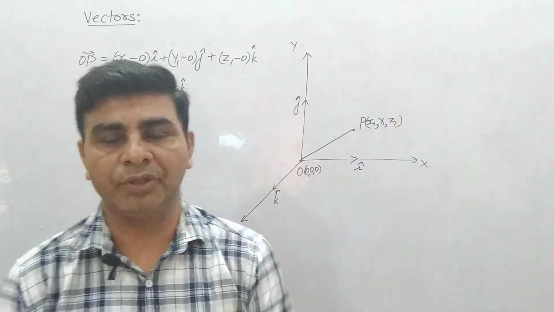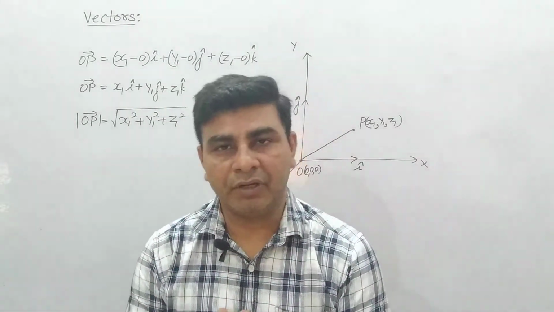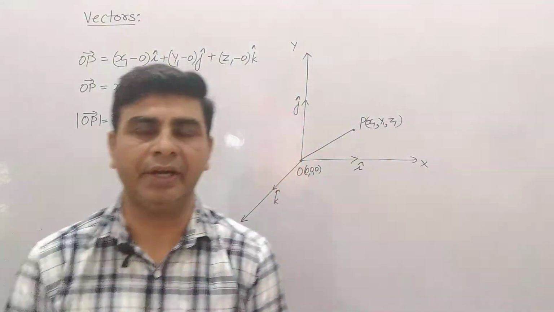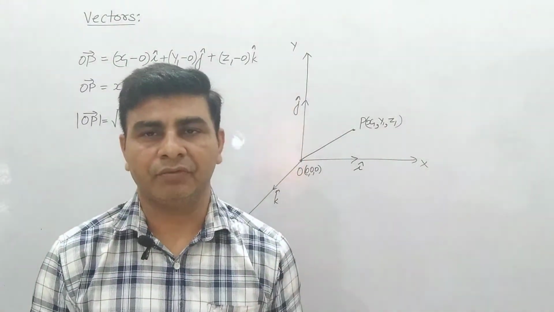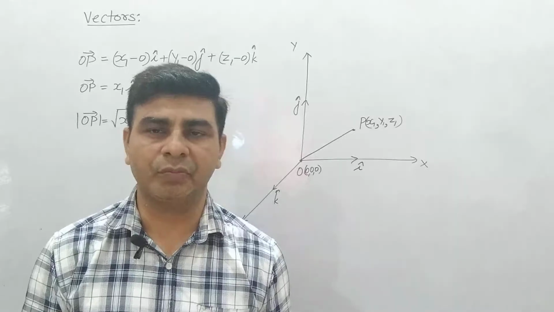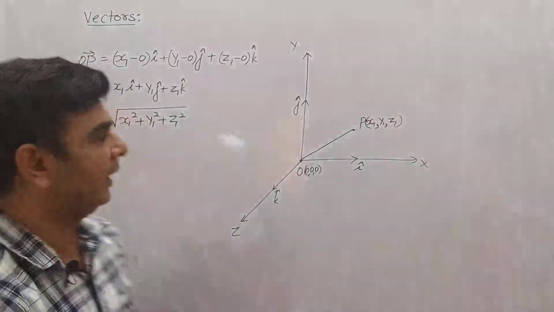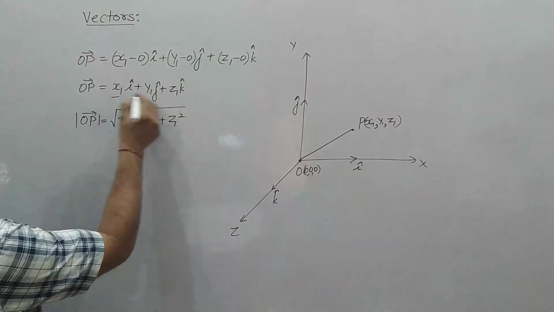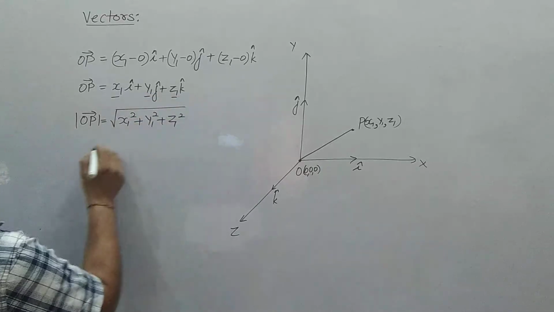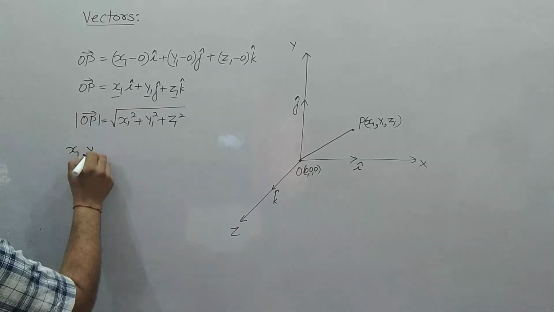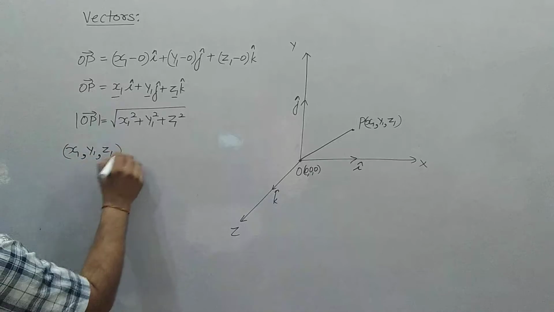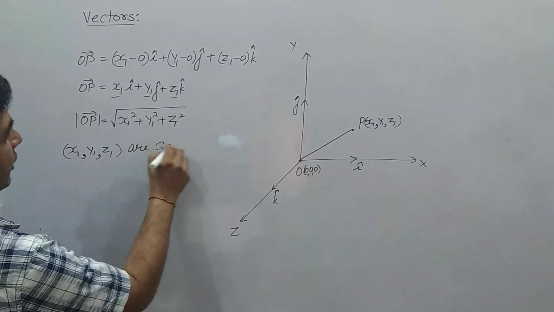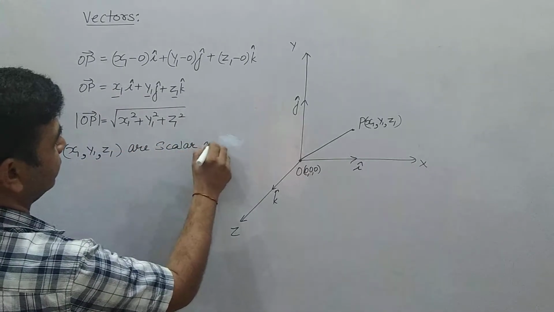So this is the formation of a vector. How can we form a vector passing through 2 points? This is to be done by subtracting the initial point from the terminal point. And dear students, the coefficients of i cap, j cap, k cap, that is x1, y1, z1, are known as the scalar components.